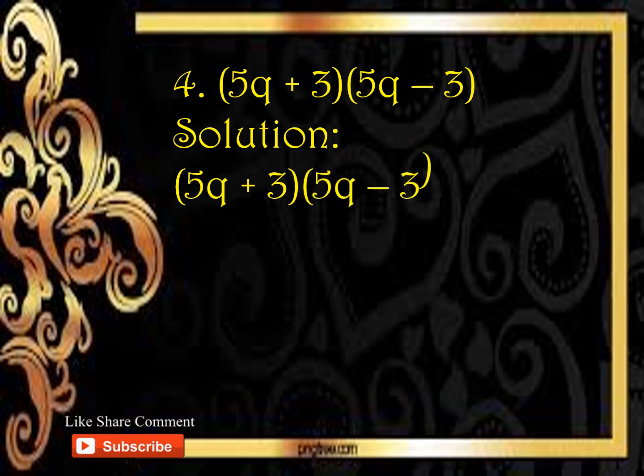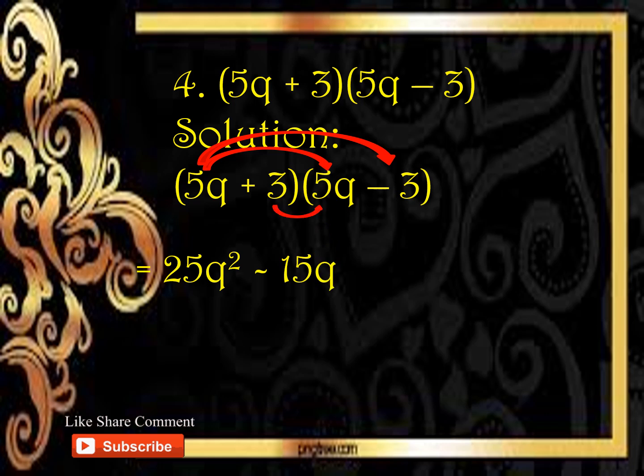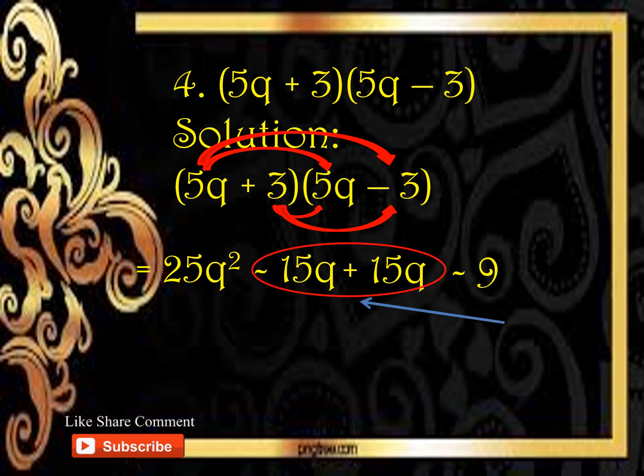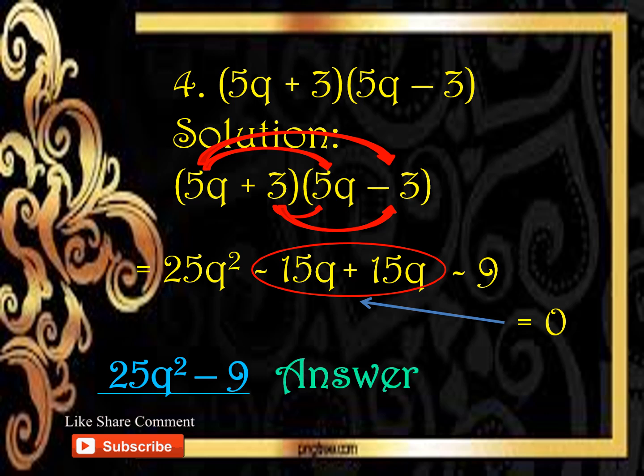So, let's have 5q times 5q is equal to 25q squared. 5q times negative 3 is equal to negative 15q. 3 times 5q is equal to positive 15q. And 3 times negative 3 is equal to negative 9. So, the middle term is always equal to 0. So, the answer is 25q squared minus 9.